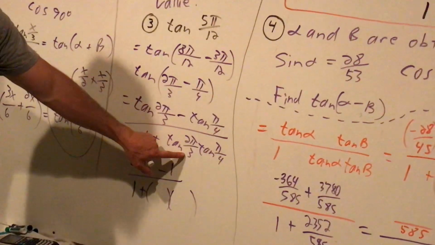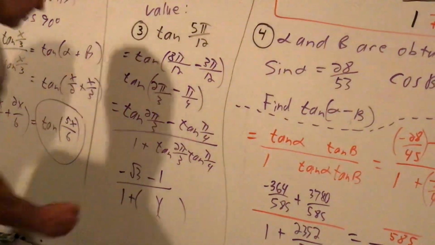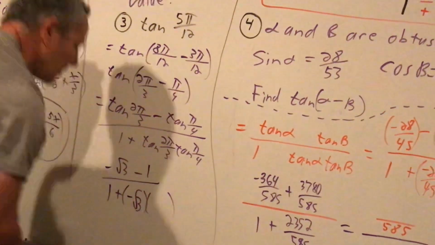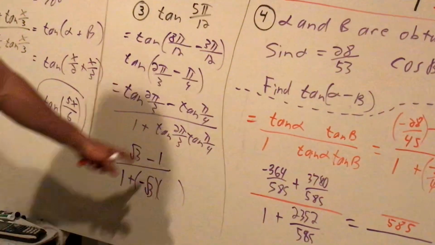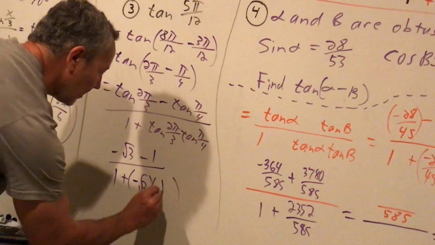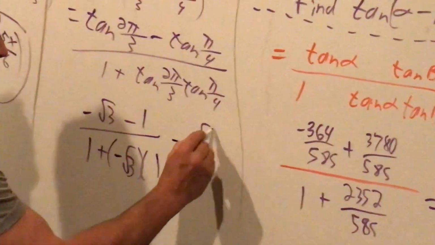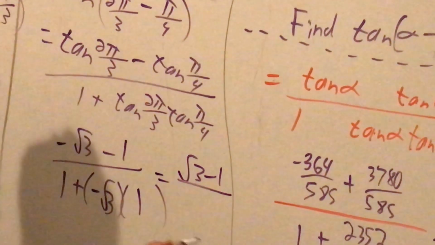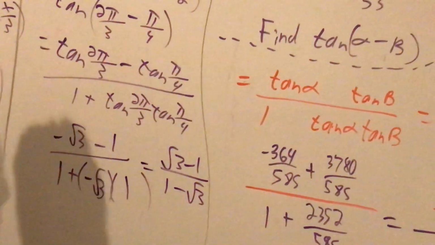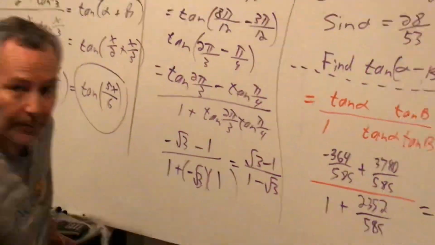Tangent of 2/3 pi, we already figured out, is negative √3. Tangent of pi over 4 is 1. Okay, so this ends up being minus 1 over 1 minus root 3. And there's no need to simplify that, really.